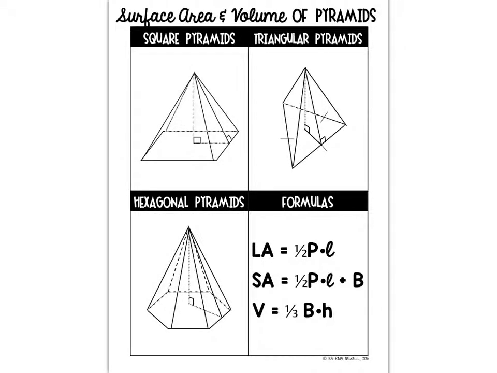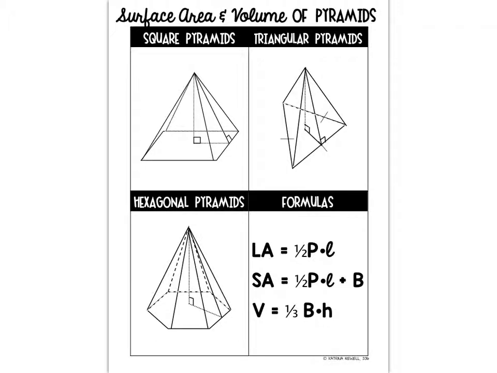Finally, we're going to talk about finding surface area and volume of pyramids. So we're going to look at square pyramids, triangular pyramids, and hexagonal pyramids. And all of these for us are going to be regular, aka all the sides of my base are equal.